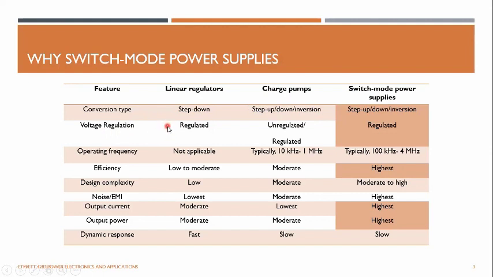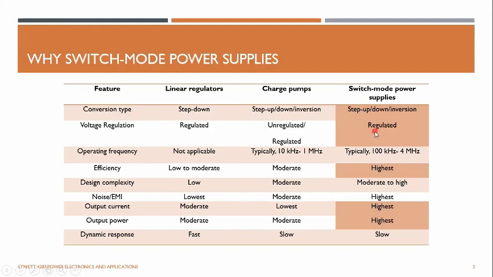Next, output voltage regulation, which means the output voltage is fixed. Linear regulators always provide a fixed and regulated output voltage. Charge pumps, depending on their controller, sometimes generate an unregulated supply, or sometimes provide a fixed regulated supply. Unregulated simply means that if the input voltage changes, the output voltage also changes. Regulated refers to providing a fixed output supply, right? And switch mode power supplies always provide a regulated supply.